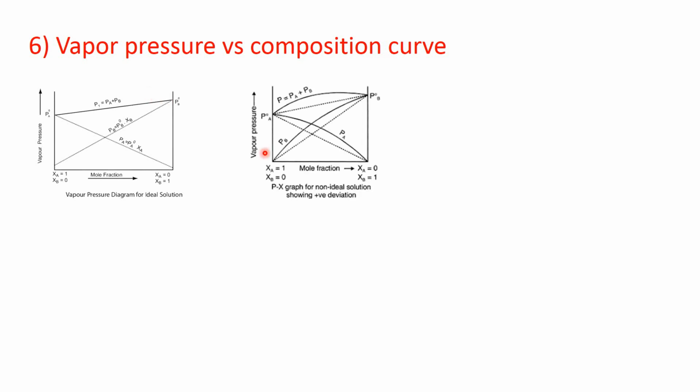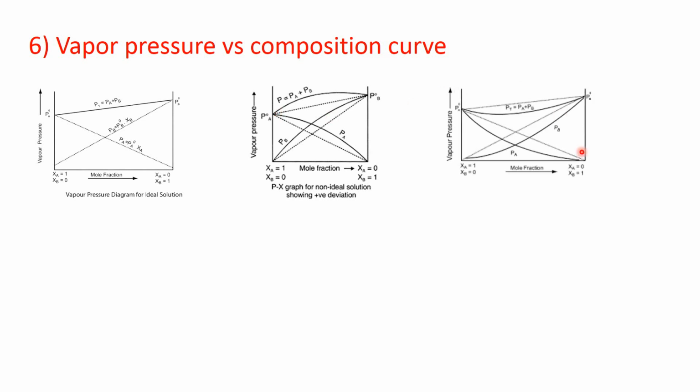Now, for a non-ideal solution showing positive deviation from Raoult's law, if you plot the calculated value of vapor pressure of B, then you will get this dotted line. But actually, the observed value will be more than this one. The same thing is true for the partial vapor pressure of A. Now, for the solution also, if you calculate by using the Raoult's law equation, this curve will be this dotted line, but the actual vapor pressure will be more than that.